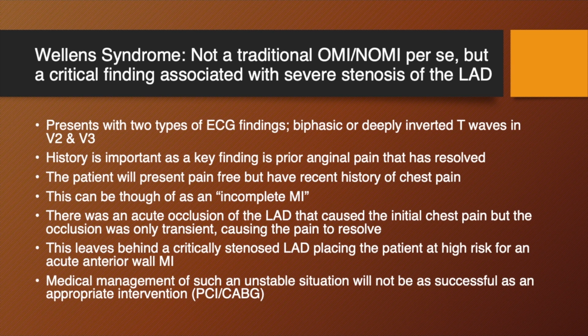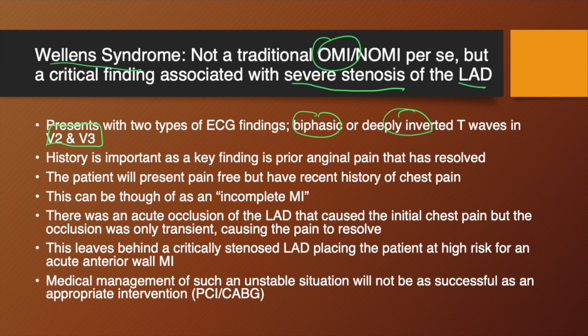mention. This is not traditionally an OMI, but it is critical, and it is actually associated with severe stenosis of the left anterior descending artery and a very high risk of becoming an OMI. This is something called Wellen syndrome. It presents with two types. They're either biphasic or deeply inverted T waves, and specifically we look at leads V2 and V3 for this.